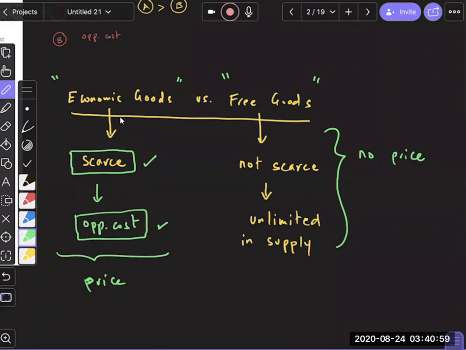Got it? So any free good, one would argue, has no opportunity cost. You don't pay a price for it. There is no choice being made. You can have as much of it as you can, and therefore there is no opportunity cost. But economic goods have an opportunity cost, right? Why? Because there is a price that you're paying for it. Any questions before we move on?